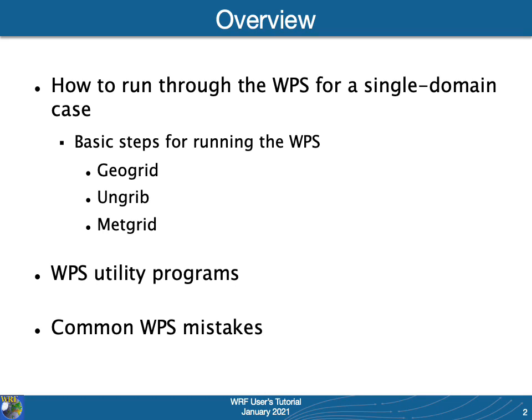So when we talk about the steps to run the WPS, we're going to first spend some time going through domain setup with the GeoGrid program. We're then going to talk about how we can pre-process grid files with the ungrib program. And then we'll lastly see the steps to running the metgrid program. After we've done that, we'll spend a little bit of time looking at some of the utility programs that are distributed with the WPS and why you might make use of these utility programs. Lastly, we'll spend just a couple of slides looking at some common mistakes, and in particular, these are mistakes for which we don't provide very good error messages in the WPS.